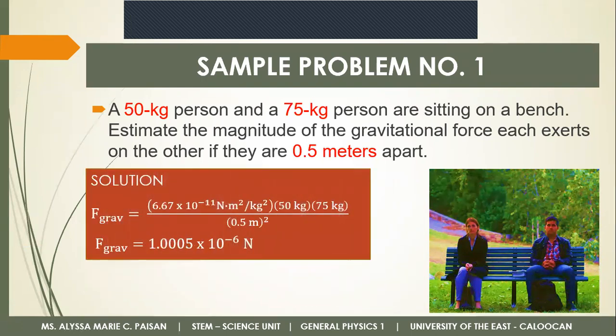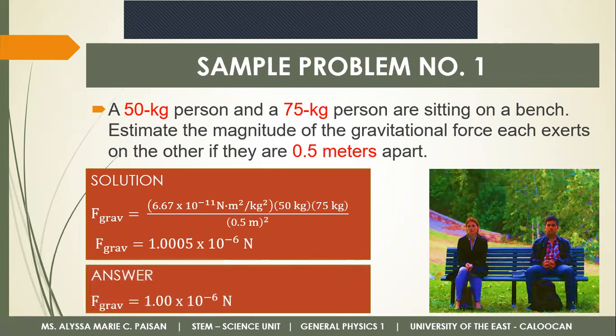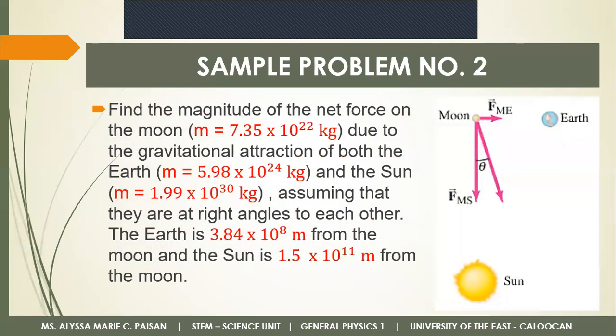Substituting everything, we would get 1.0005 times 10 raised to negative 6 Newton. Ayan. So in scientific notation, ayan, 1 times 10 raised to negative 6 newtons. Ganyan kaliit ang attraction ng isang 50 kilogram person sa isang 75 kilogram person kahit 0.5 meters apart lang sila. In short, wag mo nang isipin na nakakaapekto ang gravitational attraction sa attraction ninyo sa isa't isa. Okay, sample problem number 2.